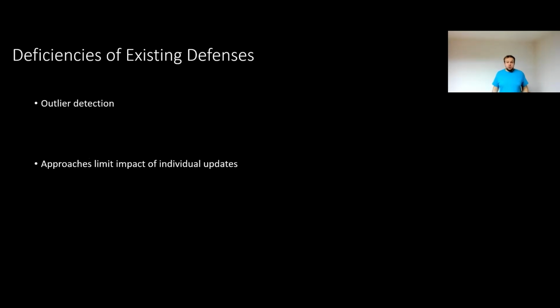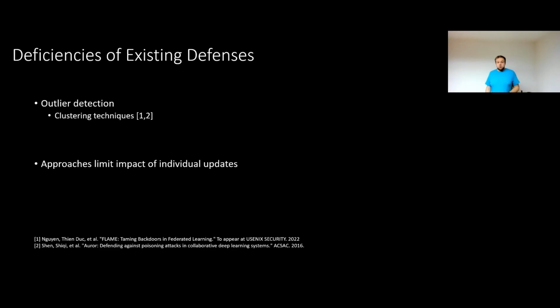For the first category, there exist a number of approaches that use clustering. Here are two examples that use k-means and HDBSCAN to separate the models into multiple clusters and then use one of them as the benign cluster for the aggregation.